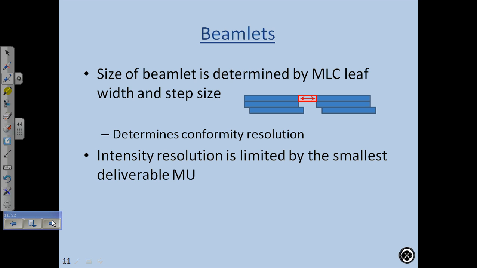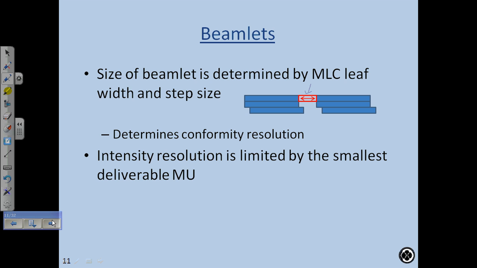Okay, and then let's talk about some terms here. Beamlets. A beamlet is a little section of the treatment area. This little schematic here represents three leaves on the left, three leaves on the right, and the beamlet is defined as this little segment right here, a little square or beam.